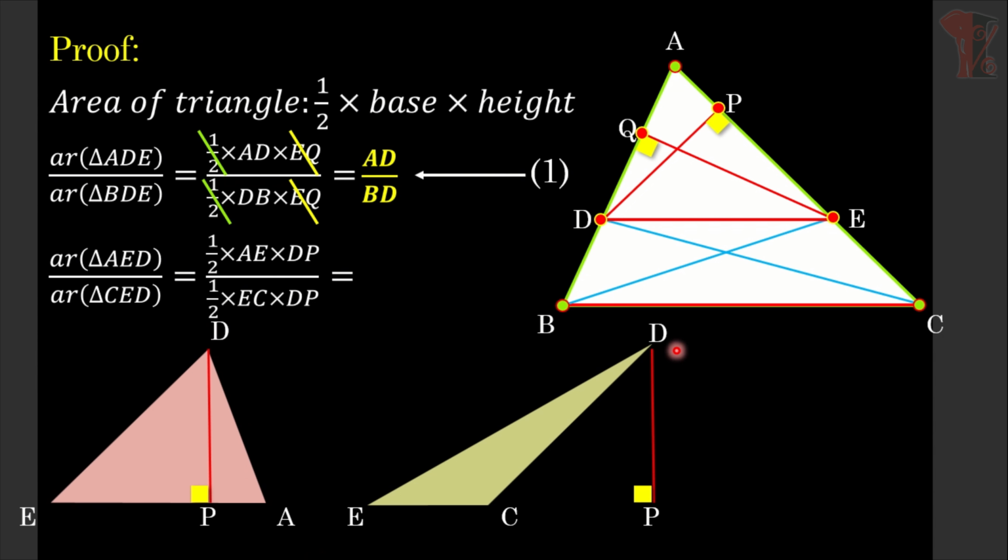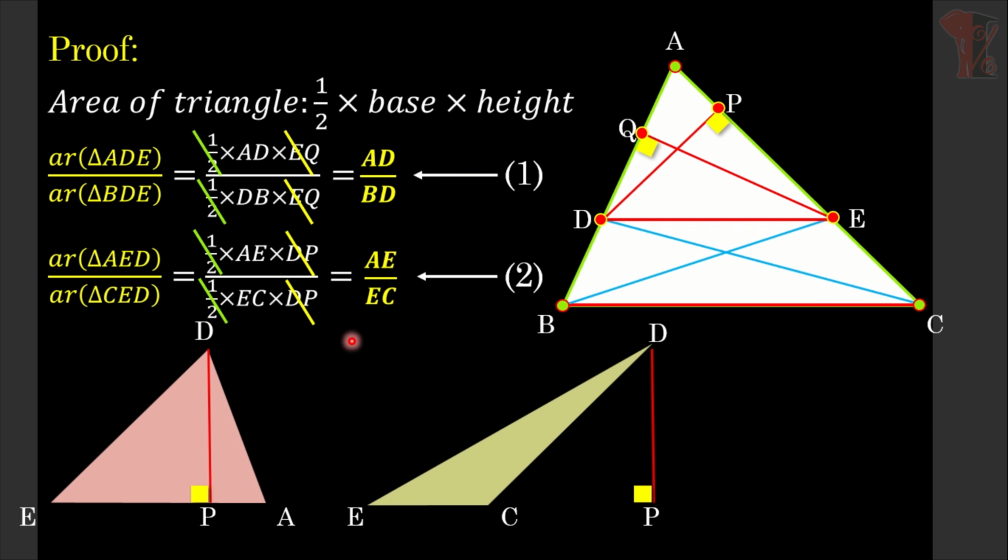Now here also the height is DP only, but the base is what? EC. So EC is here, correct? And AE is here. DP is a perpendicular height for both the triangle ADE as well as triangle CDE. Now again you can closely observe here we have half and half which we can cancel, as well as DP and DP, which is a common height for both the triangles, that also we can cancel. So when you cancel these two, what is left? AE by EC, which is our right hand side.